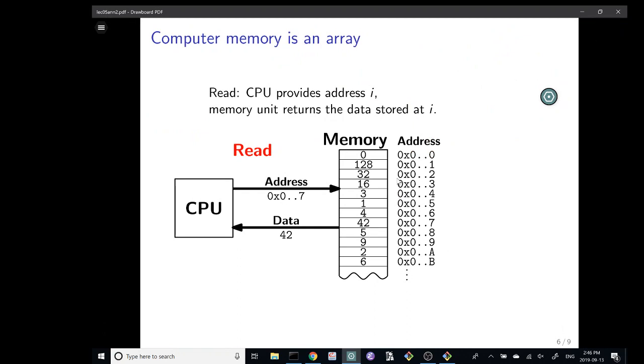How many people are taking 213? This might be a bit redundant for you.